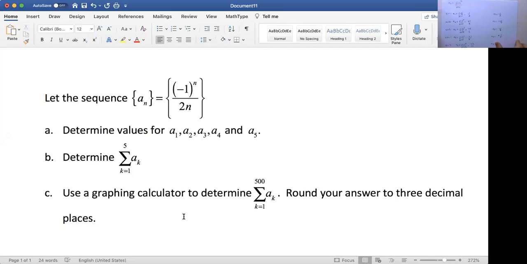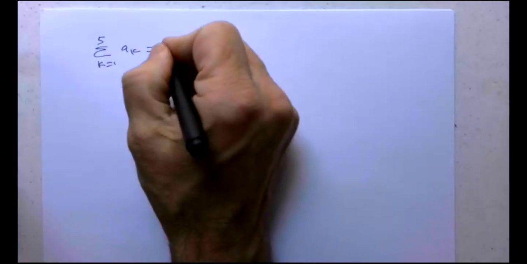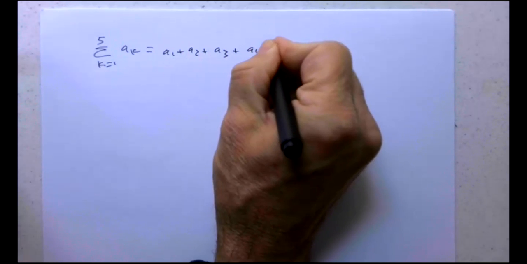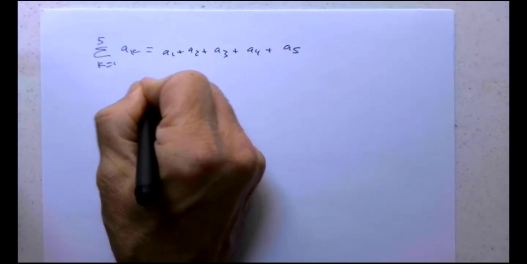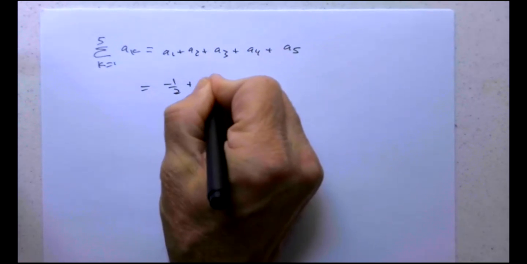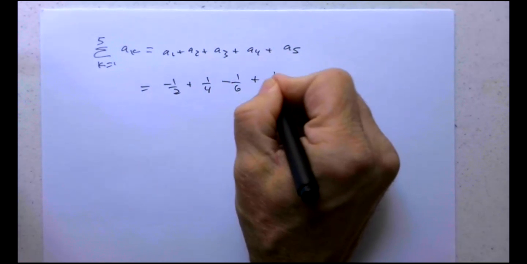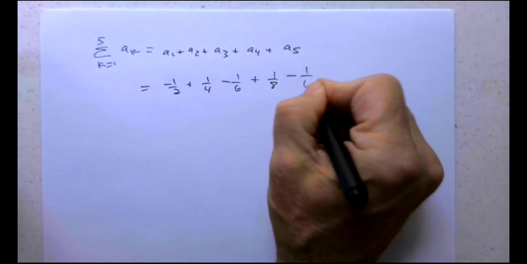We're supposed to find the sum as k goes from 1 to 5 of a sub k. That would mean a sub 1 plus a sub 2 plus a sub 3 plus a sub 4 plus a sub 5. So a sub 1 was -1/2, plus a sub 2, a quarter, plus a sub 3, minus a sixth, plus a sub 4, an eighth, minus a sub 5, minus a tenth.